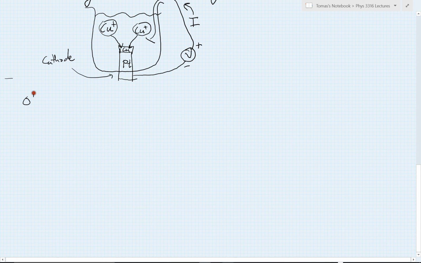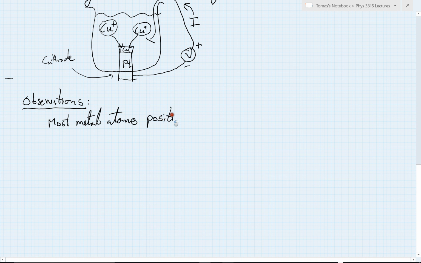So here are some interesting observations that were made from this type of setup. Now, they knew which way the positive current was flowing, right? So they knew that for most cases, in particular for most metals, for example, most metal atoms, and also quite generally for different elements, what you tend to find in these experiments is that you have positive ions, because they come down on the cathode.